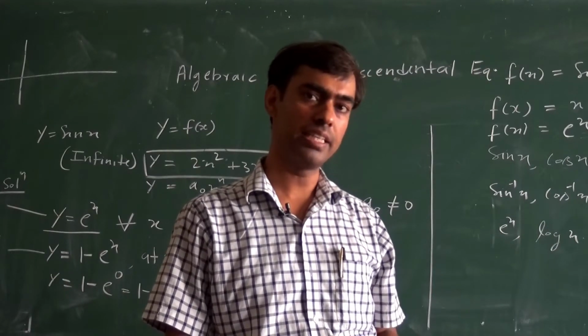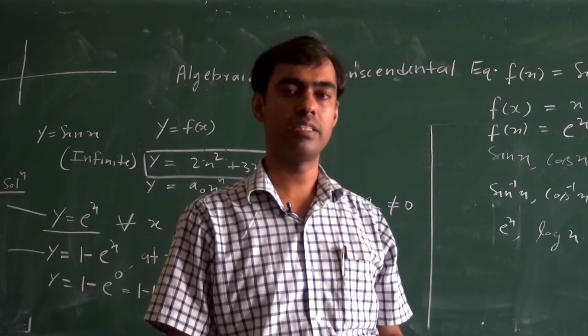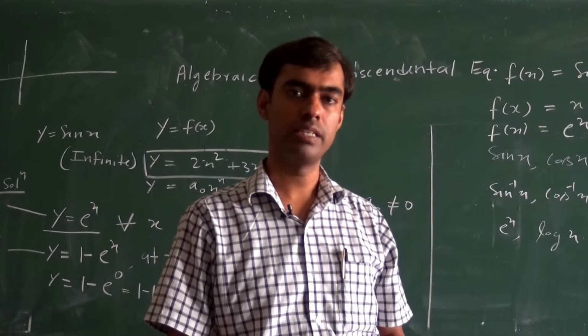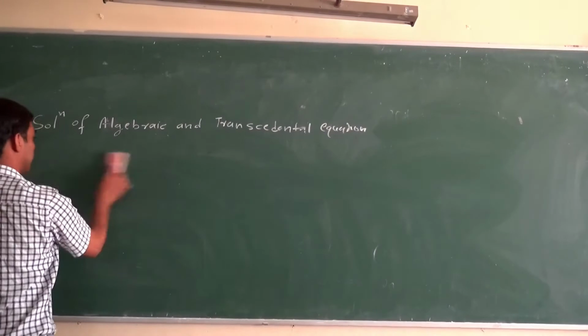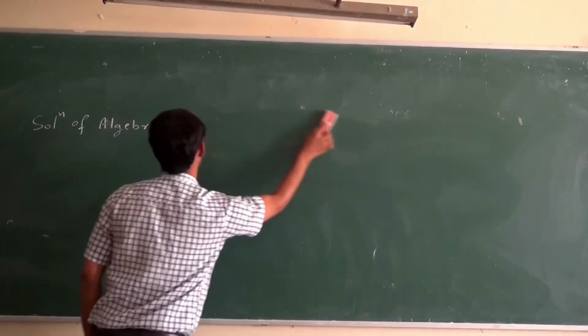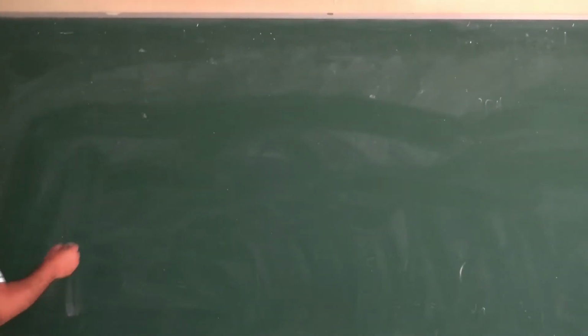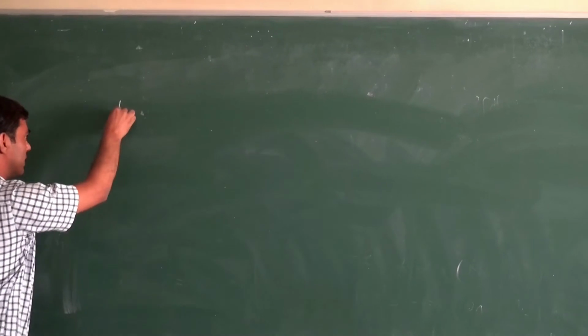But in the case of a transcendental equation, maybe there is zero solution, maybe there is a finite number of solutions, maybe there is an infinite number of solutions. Graphically, how do we find the solution, and what is the meaning of a graphical solution of an equation?